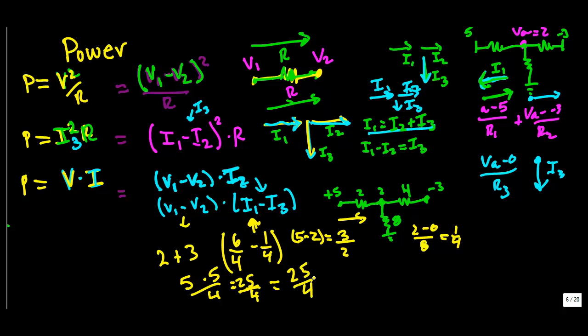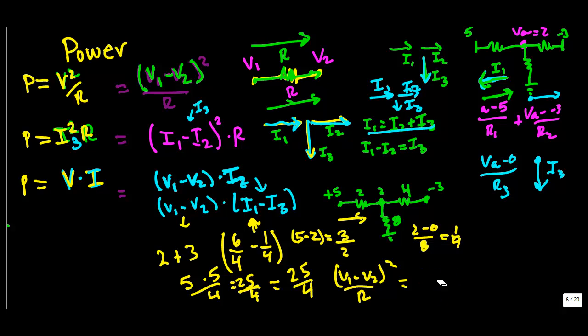Now, if you want to do I1 minus I2 times R to get the current for the 3, that's fine. Or the last one would be V1 minus V2 squared over R, which is how we got this last one. So in the last video, we took this equation to get 25/4. So we had 2 minus 0 over 4. Where are we at? The 4 ohm resistor? No, the 8 ohm resistor.